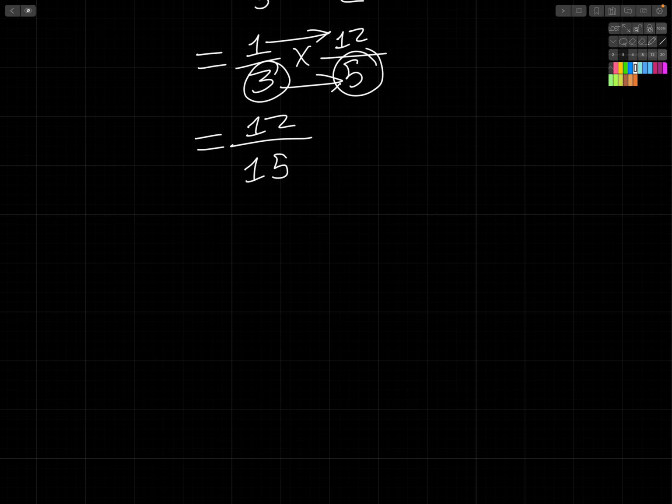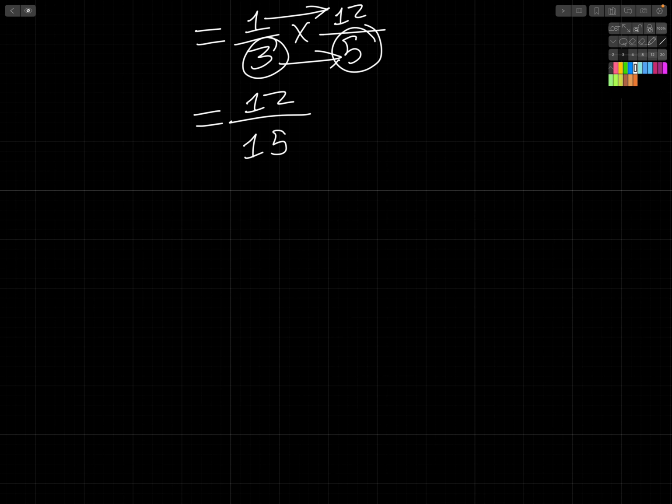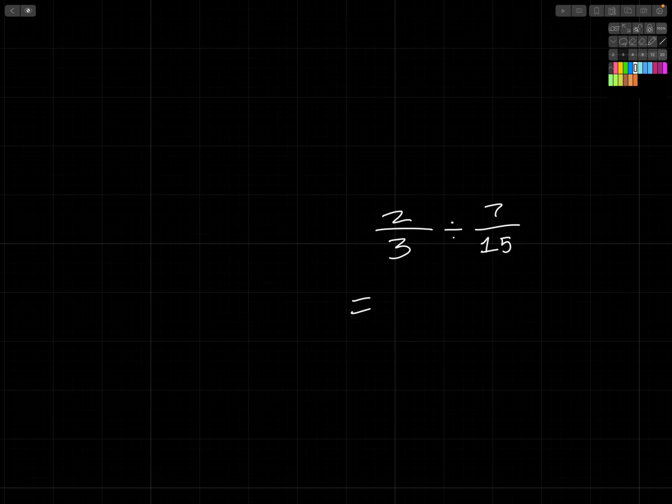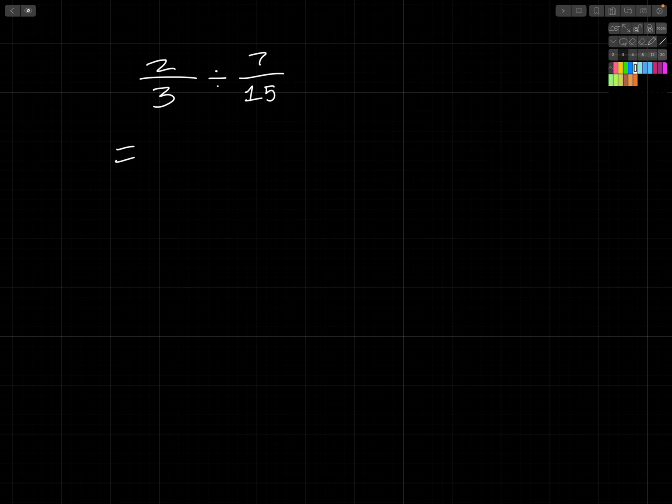So we have 12 over 15. So can we simplify this? Yes, we can. We can simplify this even further by the greatest common factor here, which would be 3. So we can divide this by 3 and divide this by 3. And so 12 divided by 3, that would be 4, and then over 15 divided by 3, that is 5. So that gives you your answer, 4 over 5. Can we further simplify this? No, we cannot.